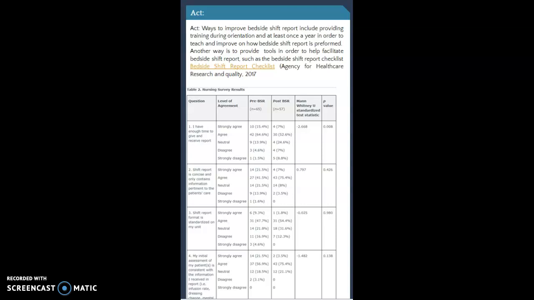Another way is to provide tools that will help facilitate the use of bedside shift report, which would be useful for both the older nurses and the newer nurses. Throughout my research, I have found a bedside shift report checklist, which I have put a link in to view.